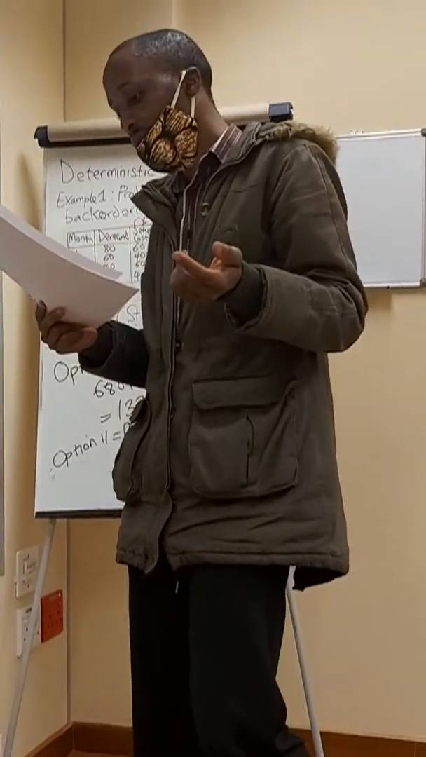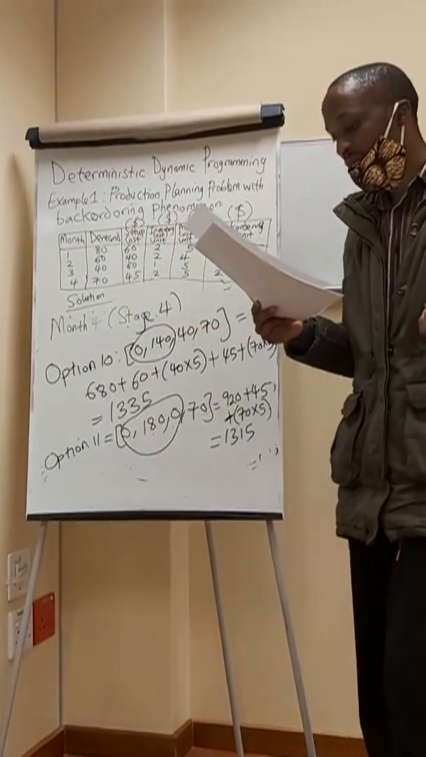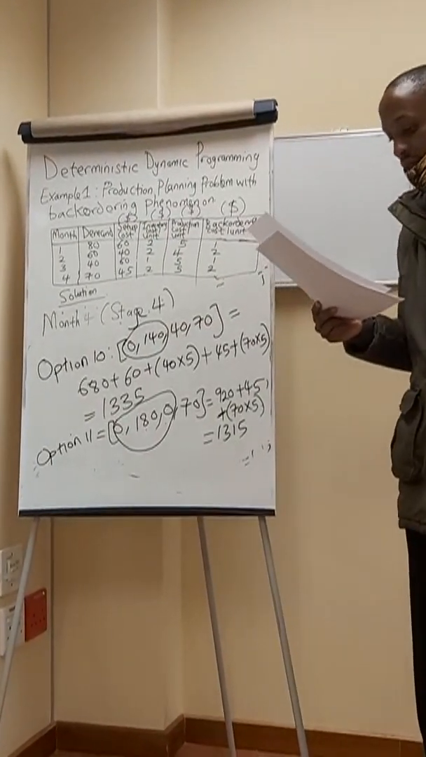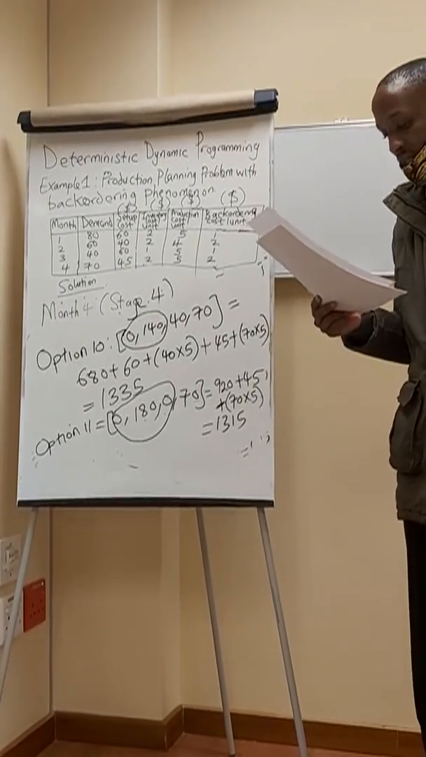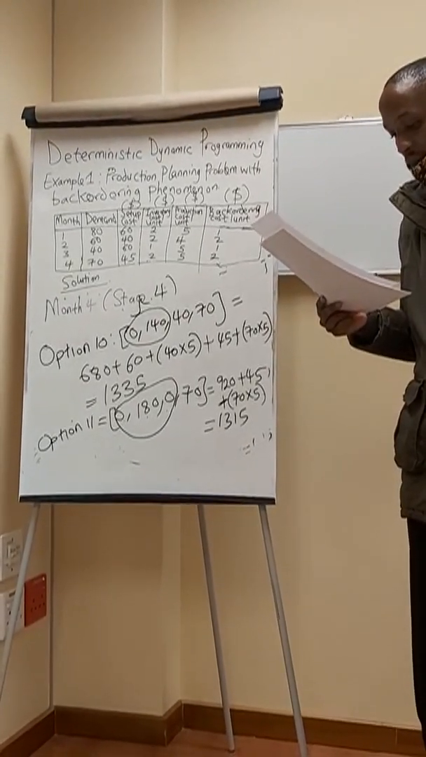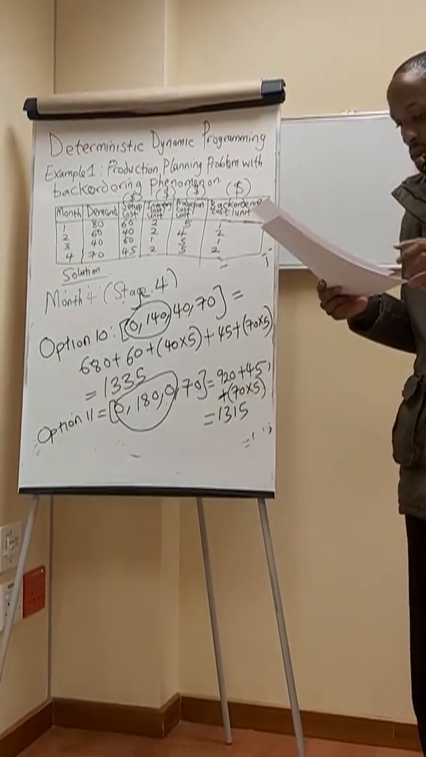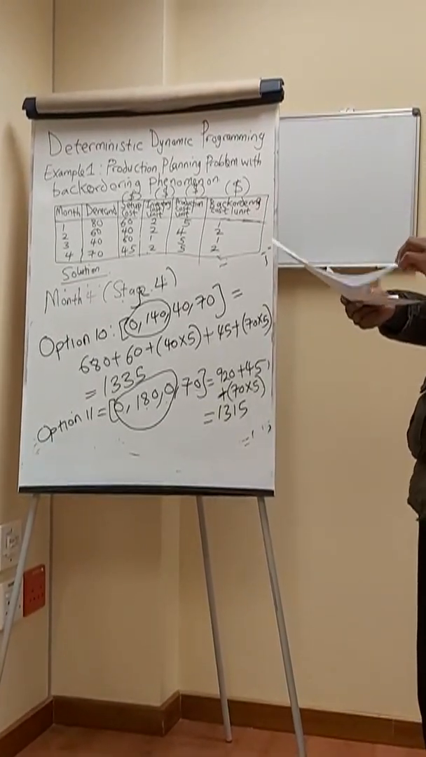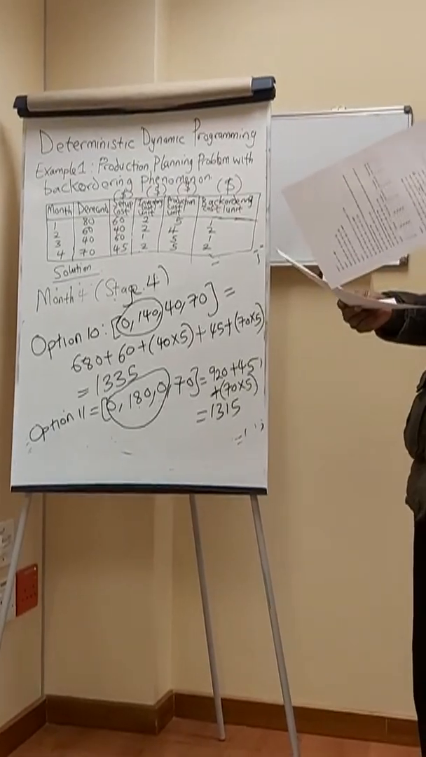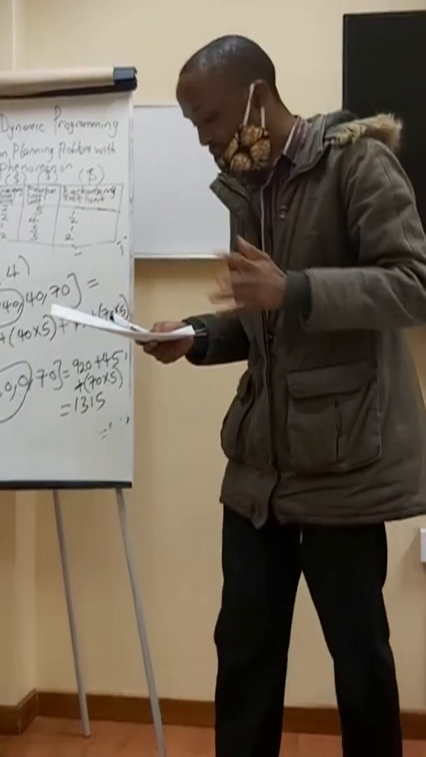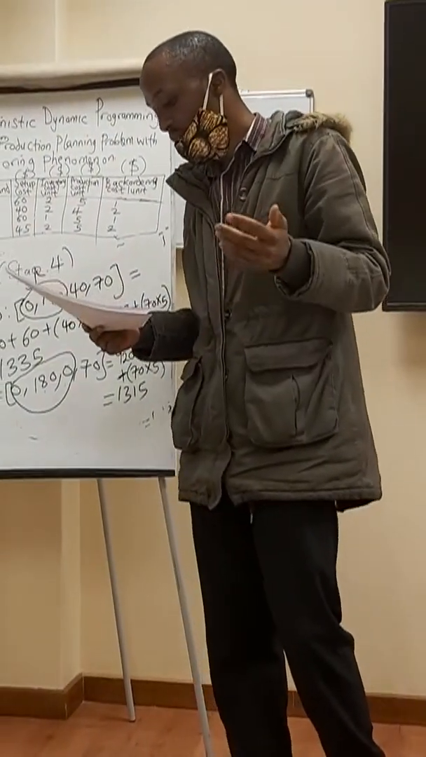option 3 gave us 1640, option 4 gave us 1815, option 5 gave us 1470, option 6 gave us 1560, option 7 gave us 1635, option 8 gave us 1360, option 9 gave us 1315, option 10 gave us 1335, and option 11 gave us 1315. So you see that the minimum cost out of all the solution costs for these options is 1315.